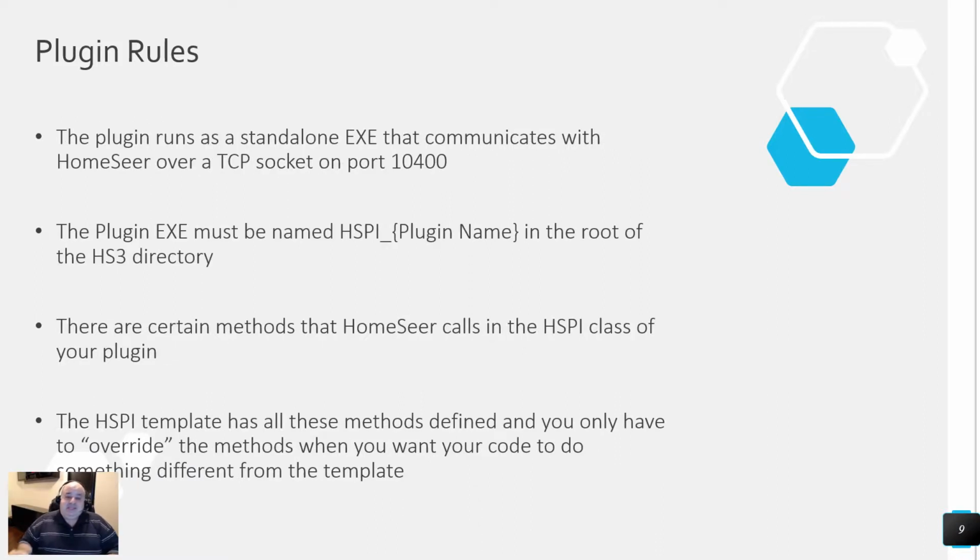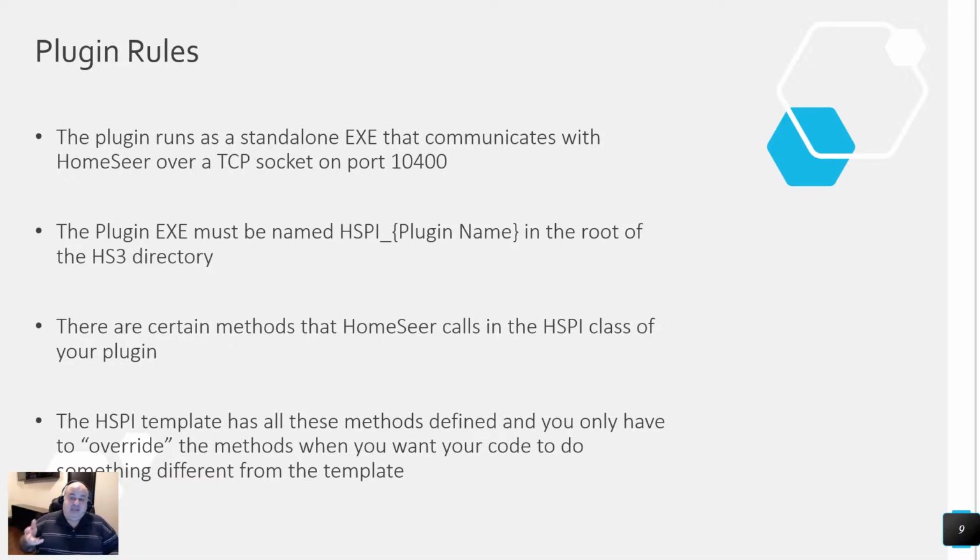The plugin runs as a standalone executable that communicates over a TCP socket on port 10,400. Your plugin has to be named capital HSPI underscore your plugin name. That plugin name really shouldn't have any special characters other than maybe a dash. Keep it really simple, and it has to be at the root of the HomeSeer directory. It's what HomeSeer looks for when it's starting up to see what plugins it has available in that root of its directory.